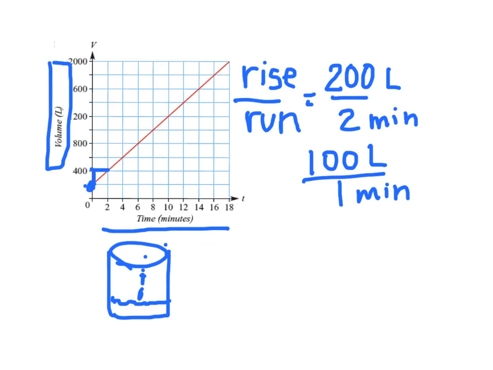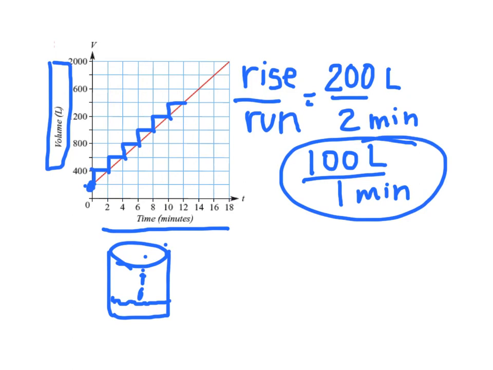And I think that's going to work, because it shows that every two minutes it increases by 200. So yes, that would be a rate of 100 liters per minute. So the slope represents how fast the volume of this tank is being filled.